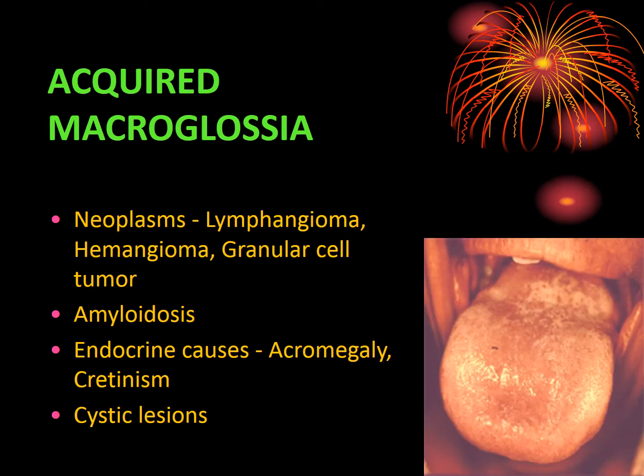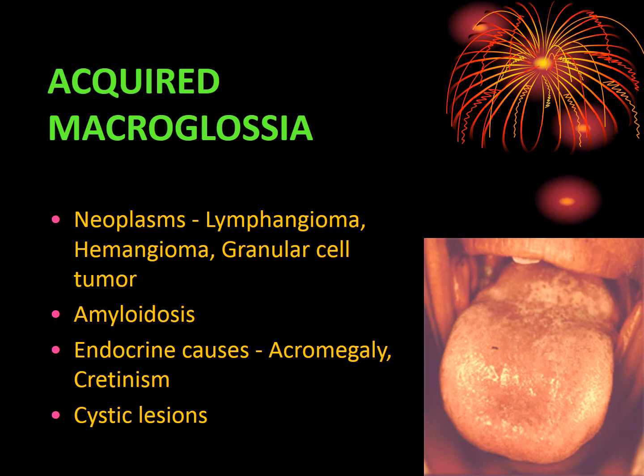Then a few examples for acquired macroglossic conditions. So what are the examples? Under neoplastic conditions like lymphangioma, hemangioma, granular cell tumor, as said before, protein accumulative disorder, amyloidosis, and other endocrine causes like acromegaly and cretinism will also cause increase in size of the tongue. And in a few cystic conditions, like the thyroglossal duct, there may be increase in size of the tongue.